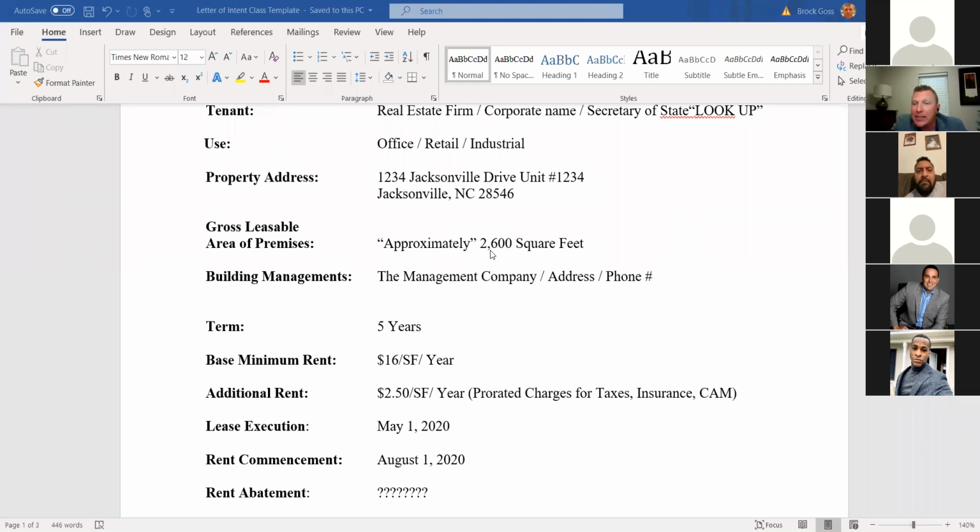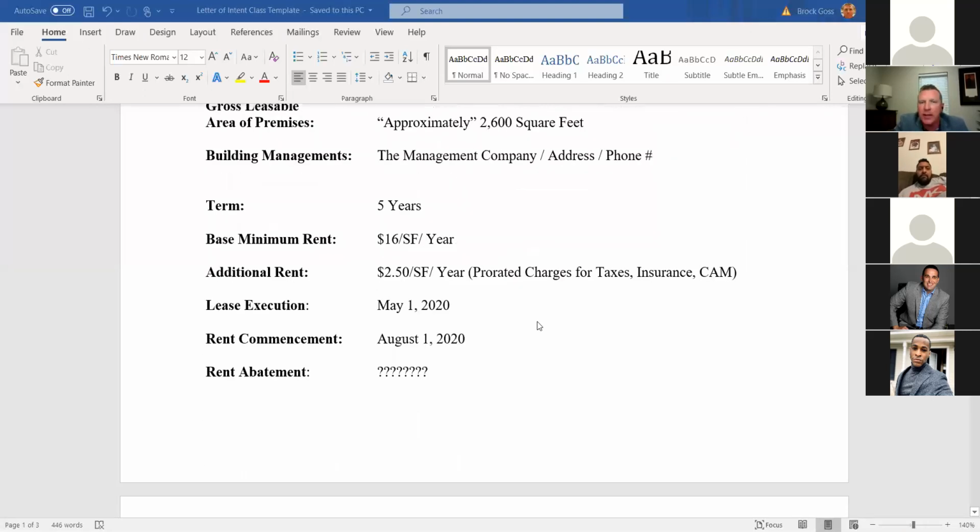The lease execution date is the date that they want to sign. So between today and May 1st, obviously this is not enough time. This is the amount of time that they're giving the landlord to come up with lease documents and be ready to sign on the dotted line and say that this is going to be a legally binding contract. That's all that day is. The lease execution day is the day we're signing the paperwork. That's it. Next is the rent commencement date.